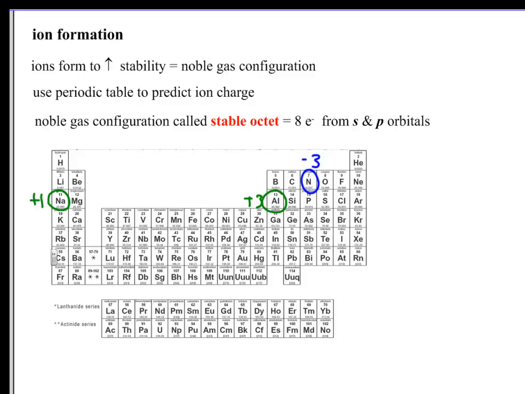Just a reminder, all metals form only positive ions. Nonmetals can form negative or sometimes positive ions. And the transition metals, being metals, only form positive ions, but they can have multiple positive ion charges.